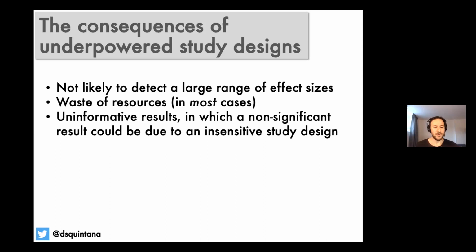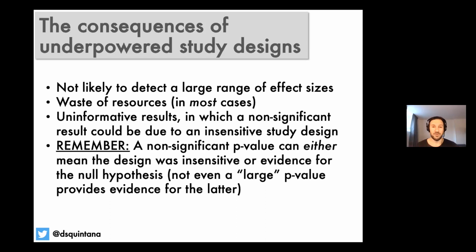You also get uninformative results in the sense that a non-significant result could be due to an insensitive study design. Just before this talk, I was reviewing a paper, and in the paper, they basically concluded that there's no difference between these interventions based on a non-significant p-value. But the thing is, with a non-significant p-value, this is either due to a null result or an insensitive study. It doesn't matter how big the p-value is, it's either one of those two things. So if your study is underpowered, then your significant and your non-significant results are likely to be uninformative.